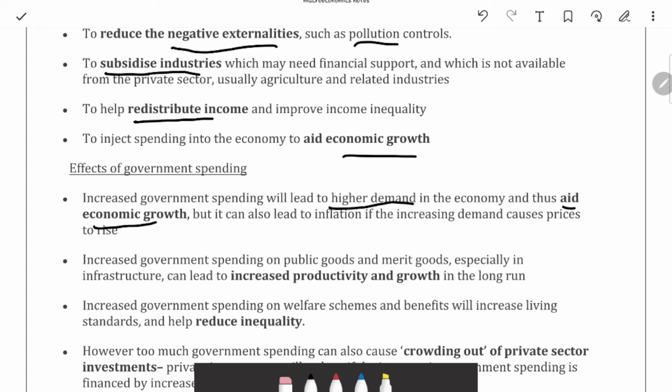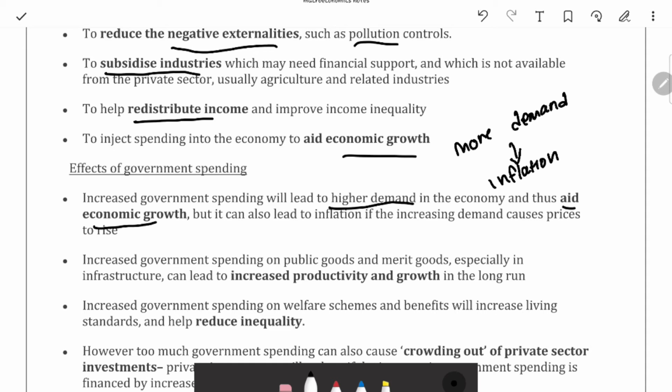But this can also lead to inflation, because remember I told you, when there's more demand, more demand will result in inflation. Okay, more demand will lead to inflation because producers know that people have the ability to pay for the goods, so they will increase the price, and that will lead to inflation.